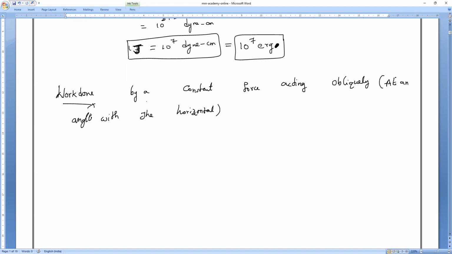So that is what we used to call it, a force applied on an object with some angle. So that is what we can say obliquely. So now, in this case, you have to remember mainly about the cos theta value.